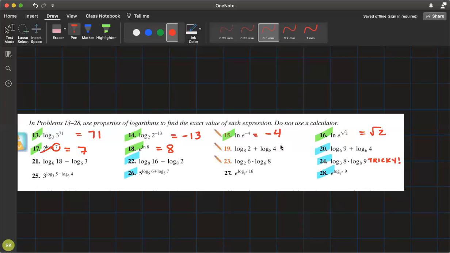And the rest of the problems have addition involved. I don't think we can do this one or this one. So we're going to stop there with these problems, and we're going to do those in just a minute when I show you the next few rules.